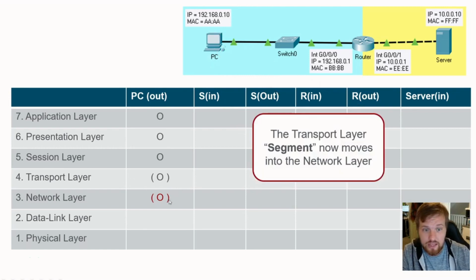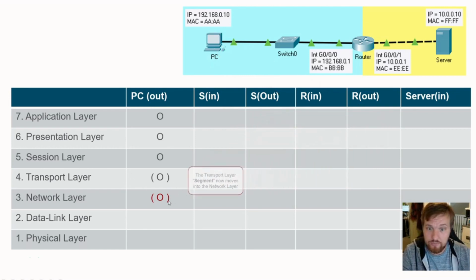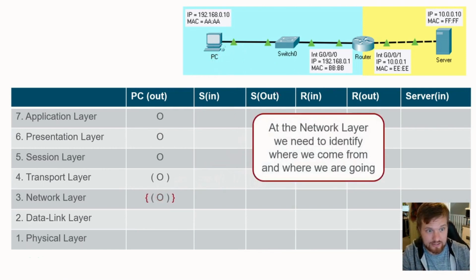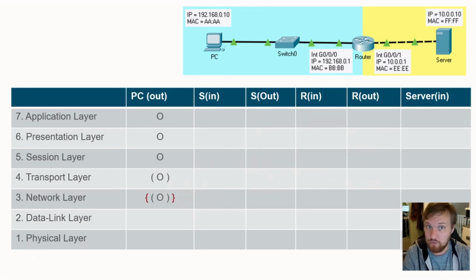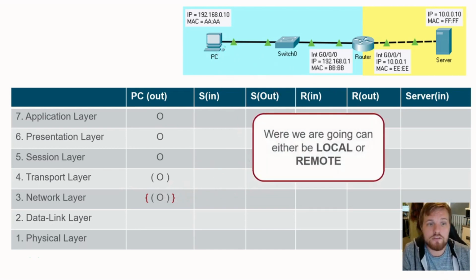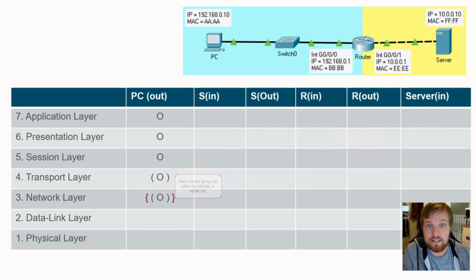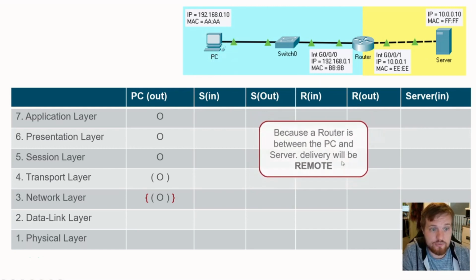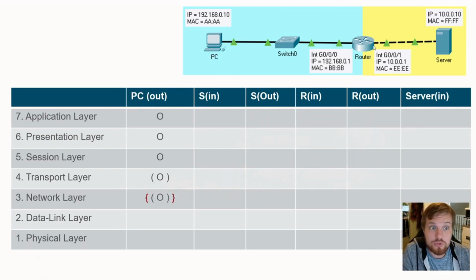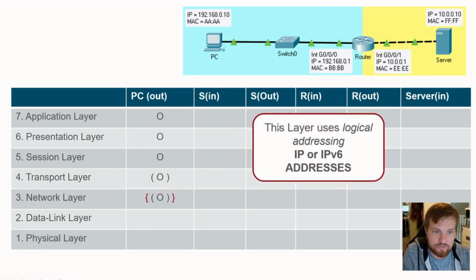The segment will now move into the network layer, where, surprise, surprise, it needs to be encapsulated again, have more data added on. So at this point, we need to identify where we're coming from and where we're going to. So we need to determine, are we going to be local or remote? Are we sending inside the blue or to the yellow? Because there is a router between the PC and the server, it means that delivery will be remote. The router is the demarcation point effectively.